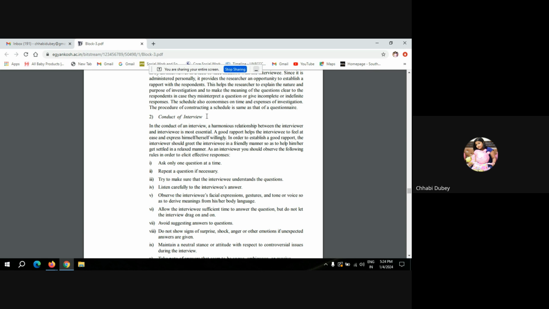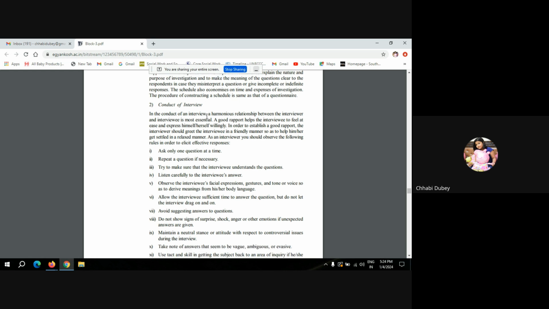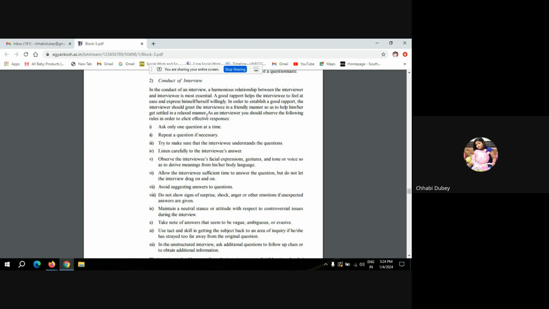Then also we need to be very reserved in showing our feelings, or our responses towards the responses of the interviewee. So avoid giving any kind of surprised look or a shock look, or showing any kind of anger during the interview. Then, whenever we are going through controversial issues, we need to maintain a very neutral stance or a very neutral attitude towards the whole thing.